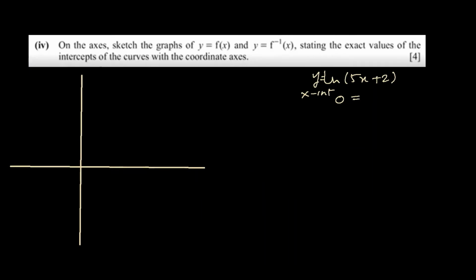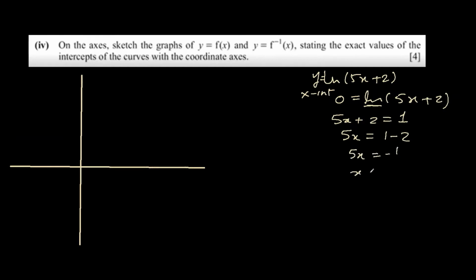Okay, so 0 equal to ln(5x + 2), right? Natural log, or log of any base, is 0 when the content is 1. So 5x + 2 has to be equal to 1. That means 5x is equal to 1 minus 2, 5x equal to minus 1, x equal to minus 1/5.